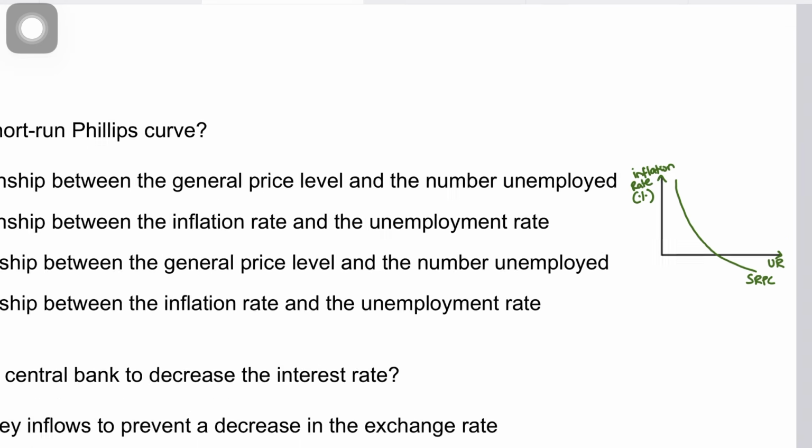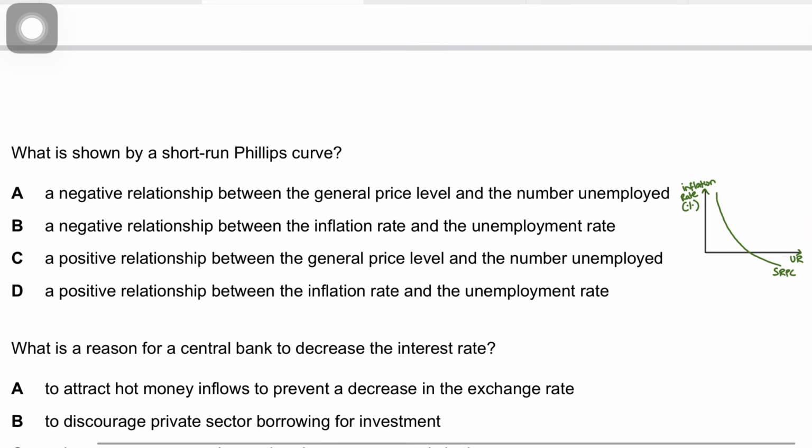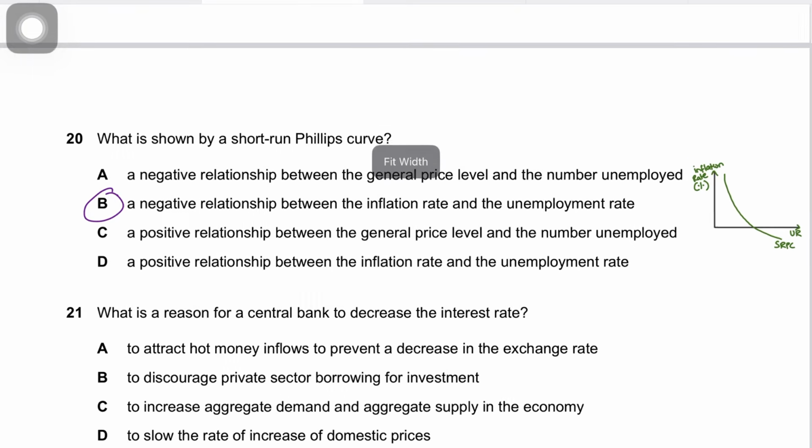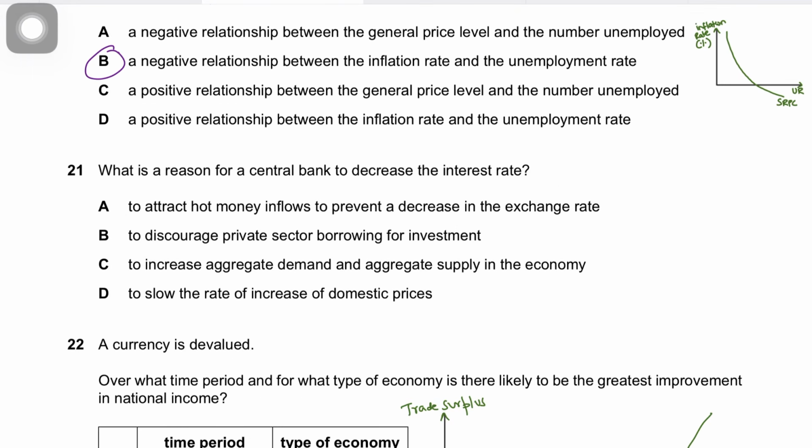Remember that it is the unemployment rate in percentage and the inflation rate in percentage, not a negative relation between the general price level and the number of unemployed. It's an inverse relation between the percentage changes, that is, inflation rate and unemployment rate. So B for boy is the correct answer for question number 20. Question 21 is saying, what is the reason for a central bank to decrease the interest rate?